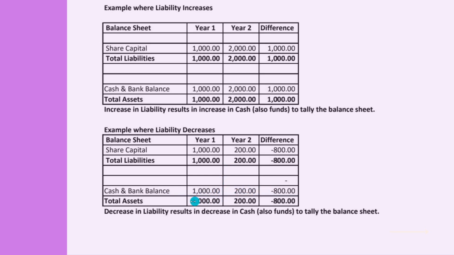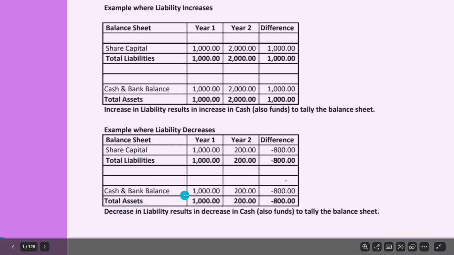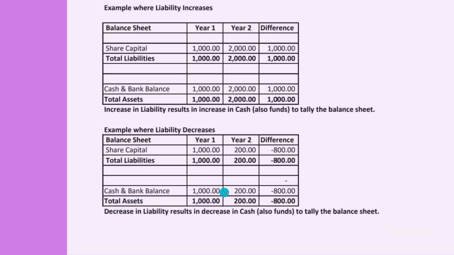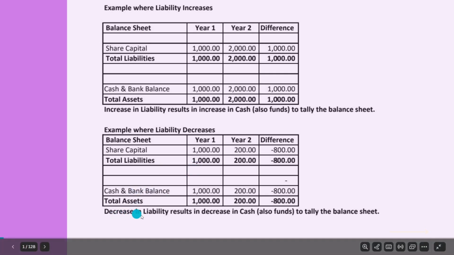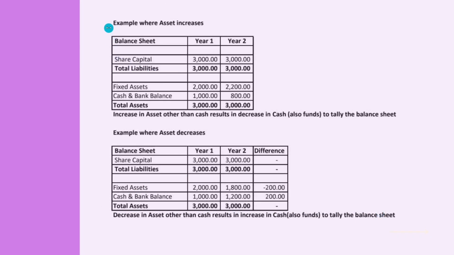your balance sheet tallies. Now, when the liability side decreases, you have to decrease the cash and bank balance to tally the balance sheet, and hence decrease in liability is always application of the funds as cash and bank balance reduces. So decrease in liability results in decrease in cash, also called the funds in the fund flow statement, to tally the balance sheet. Now let us consider the impact on the asset side.